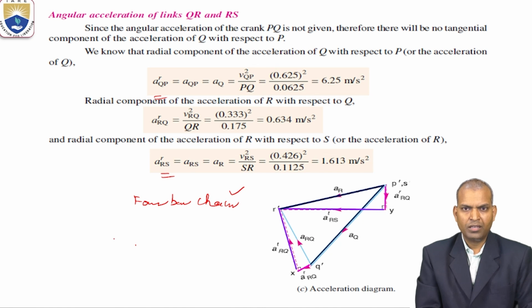So if the question says draw the velocity and acceleration, that means it is a package. You have to draw the space diagram again also. So if they ask only for the acceleration diagram, we have to draw the velocity and space diagram. If they ask you to draw the velocity diagram, we have to draw the space diagram. So the space diagram is a must for both velocity and acceleration diagrams.